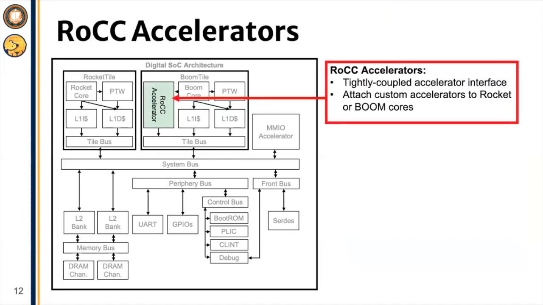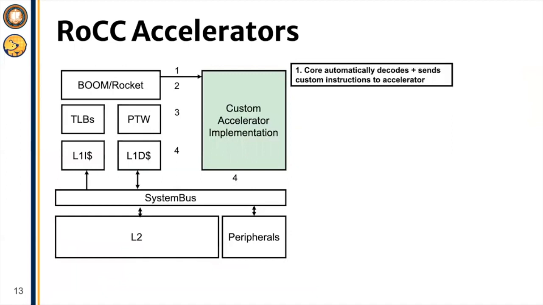Beyond just the general purpose standard RISC-V ISA, we also have an interface that a couple of the cores in Chipyard support called RoCC, R-O-C-C. RoCC accelerators are tightly coupled accelerators that have a standard interface, and we can drop them in and attach them to existing Rocket or Boom cores without modifying the microarchitecture of those cores themselves. The way this works is that if you attach a RoCC accelerator to a Boom or Rocket core, the core will automatically, when it decodes an instruction for this accelerator, issue that instruction to this custom accelerator implementation instead of sending it down the rest of the core's pipeline.